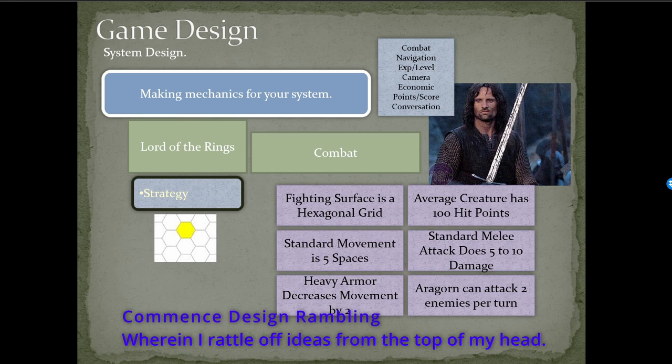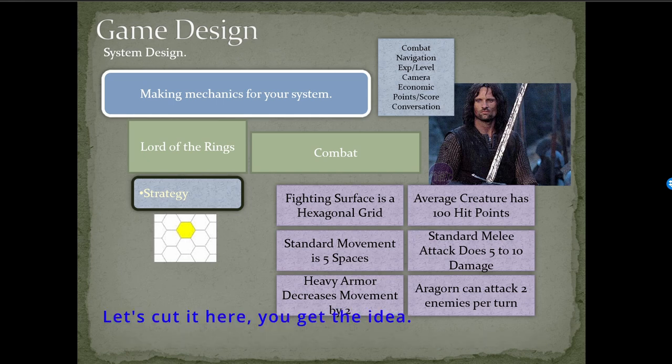Heavy armor should decrease movement. Light armor should potentially move faster. If there's horses involved, anyone on horseback might move much faster. Maybe they can move 10 spaces. From all that, you can see how this game is now developing, and already you should get an idea of basically, is this going to be fun? Would I enjoy this type of strategy game? And the answer for me is yes. Your answer might be different.